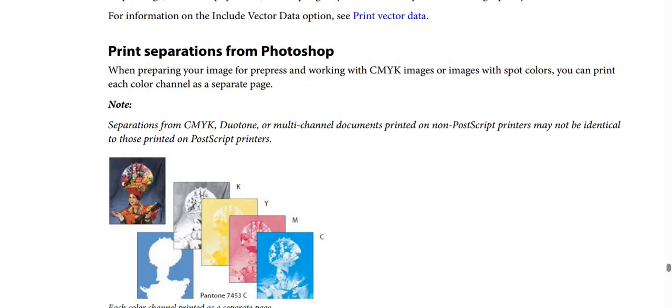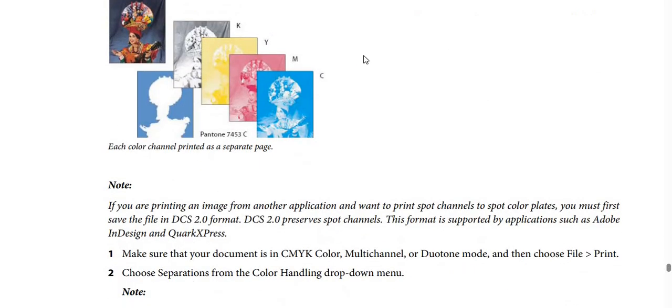And what about print separations from Photoshop? When preparing your image for prepress and working with CMYK images or images with spot colors, by the way, you can print each color channel as a separate page. Note here that separations from bitmap or multichannel documents printed on non-PostScript printers may not be identical to those printed on PostScript printers. Like in the next screenshot now, each color channel is printed as a separate page.